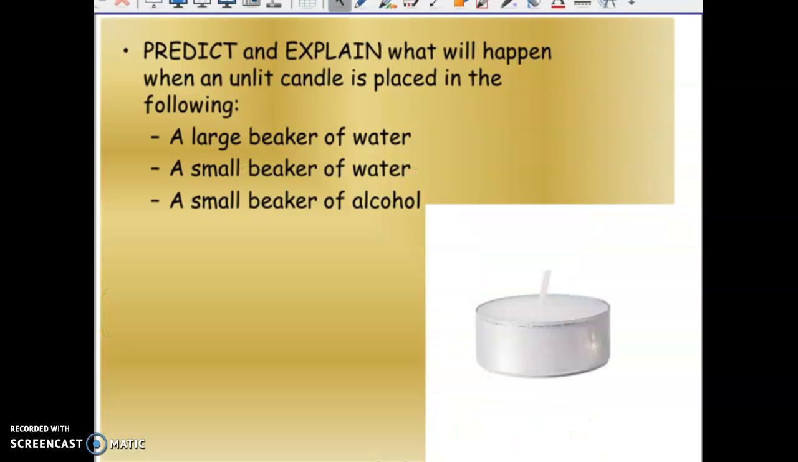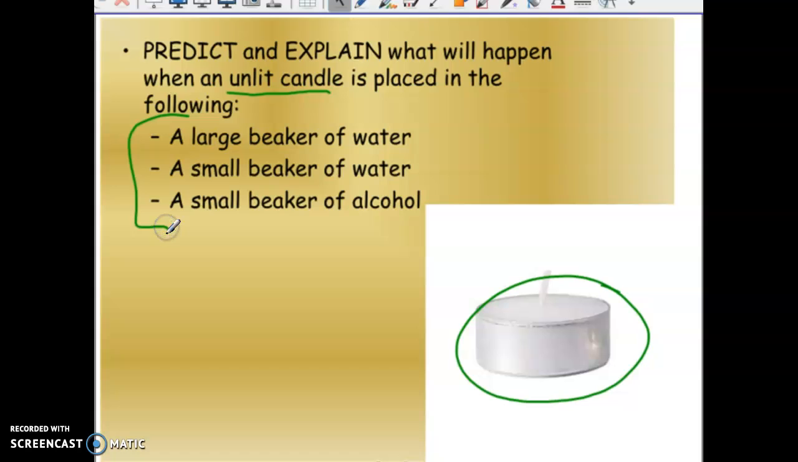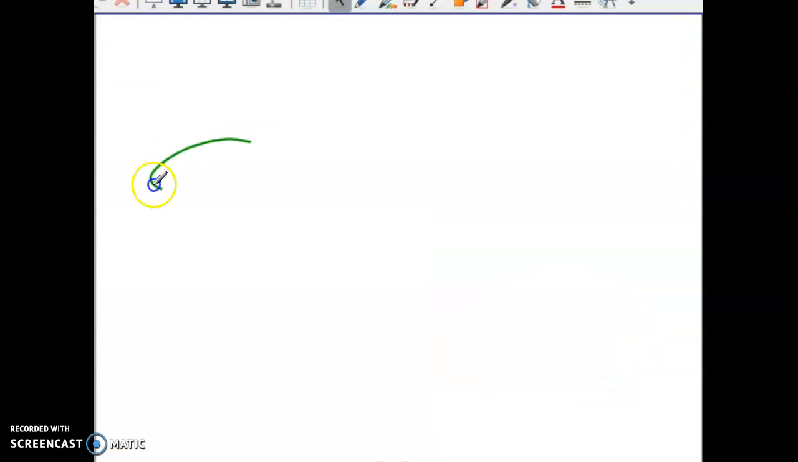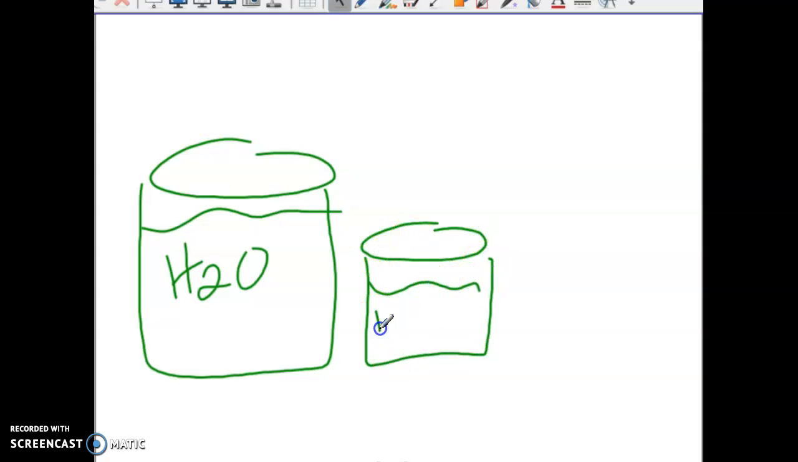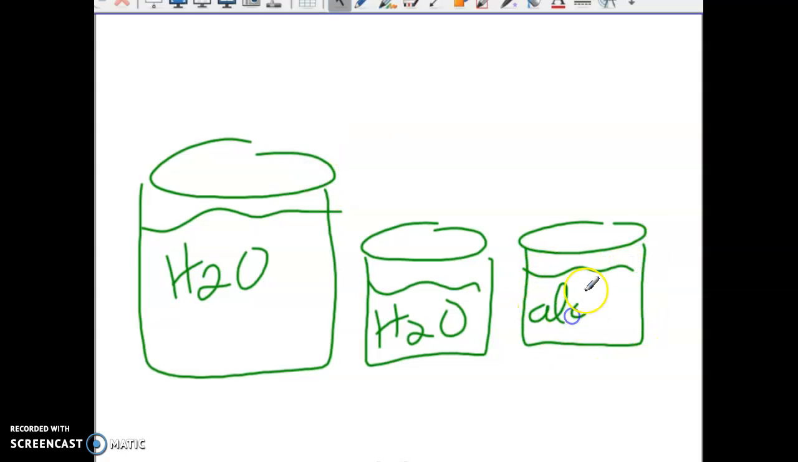Okay. So here's another one I want you to predict and explain. What will happen if we have an unlit candle? It's just a little piece of wax that's placed into three scenarios: a large beaker of water, a small beaker of water, and a small beaker of alcohol. So I want you to imagine a large beaker of water, then a small beaker of water, and then approximately the same size beaker of alcohol. So different liquids.